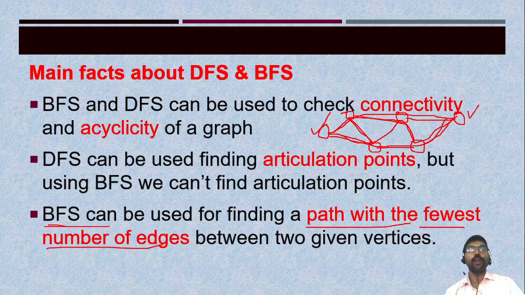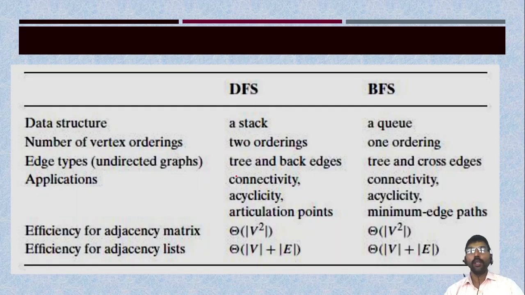Such algorithms are very useful in routers in the network. Now what are the differences between DFS and BFS? From a data structure point of view, in DFS we are using a stack as the data structure, but in BFS we are using a queue as the data structure. In DFS the vertex ordering is done by 2 orderings, whereas in BFS the vertex ordering is done by 1 ordering.